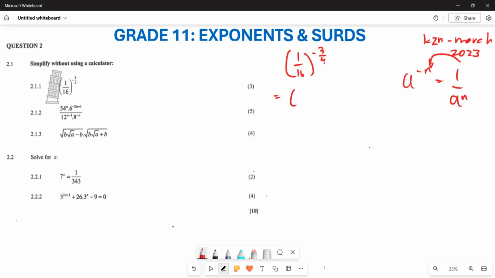Now, what is 16? When you factorise 16, or use your calculator, it is the same as 2 to the power of 3. But now this is going to be 2 to the power of negative 3 multiplied by negative 3 over 4. And now what is it that you are going to do here?